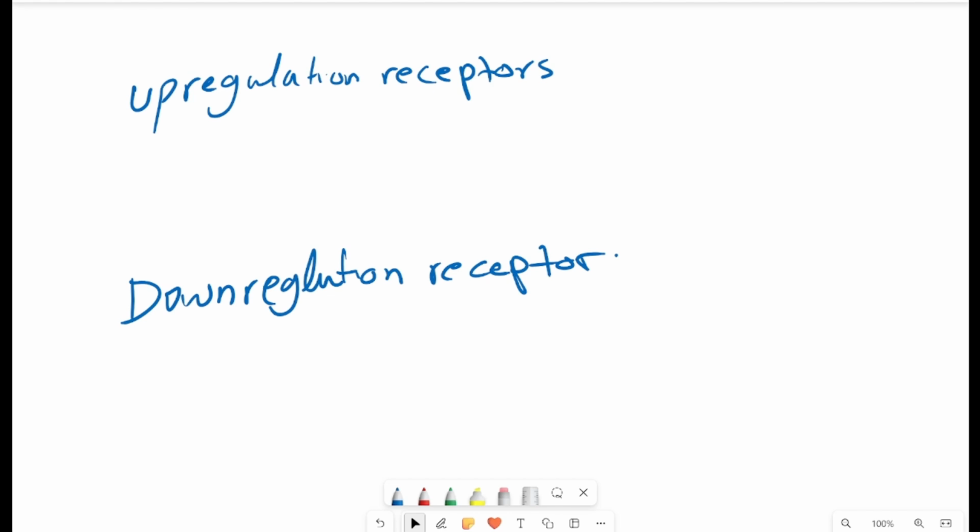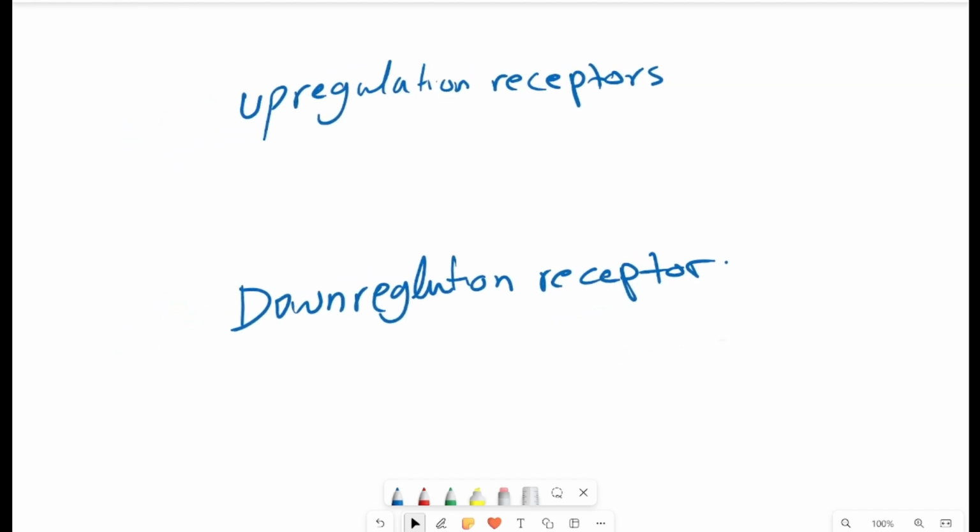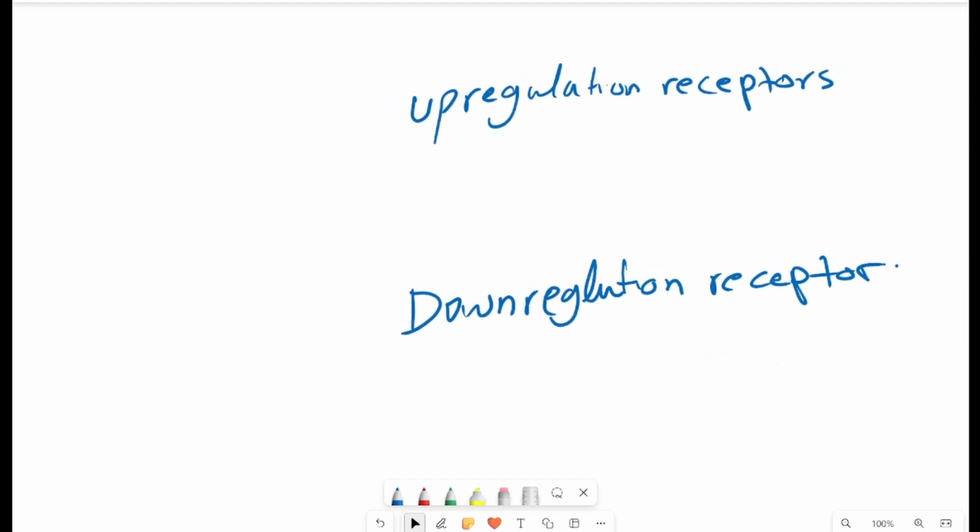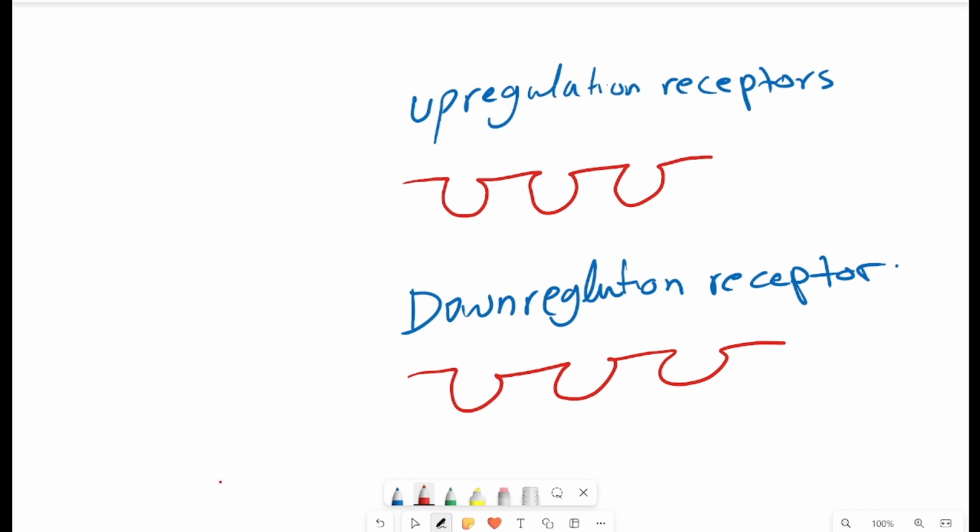So for the upregulation receptor, what happened here? Let me put the number of receptors here. Let me say we have 3 receptors, for example here, and we have another 3 receptors for another case. So we have 2 cases here. This is a normal subject, a normal healthy subject.